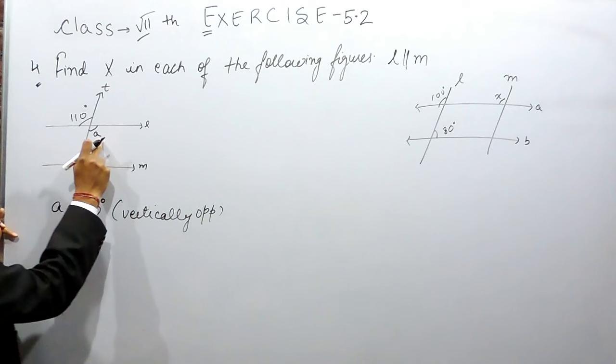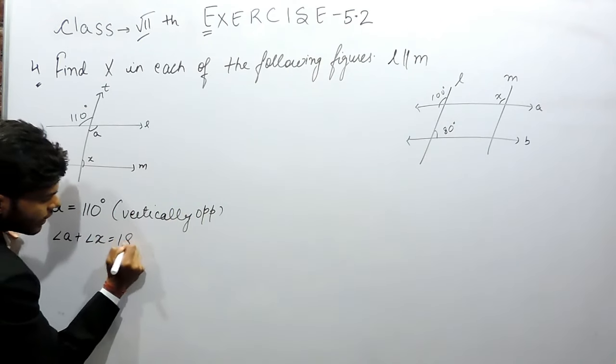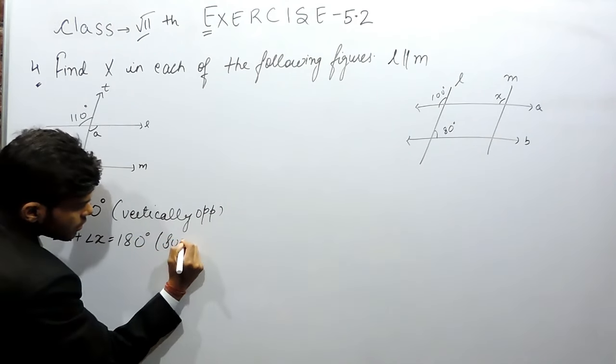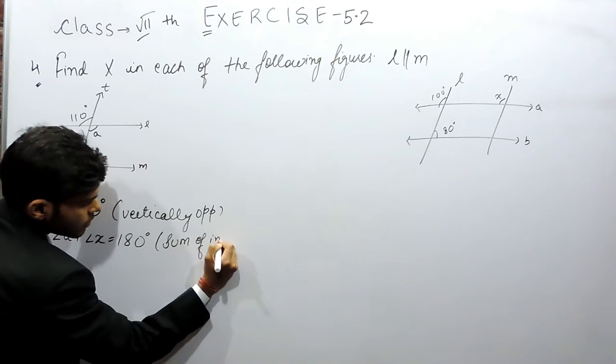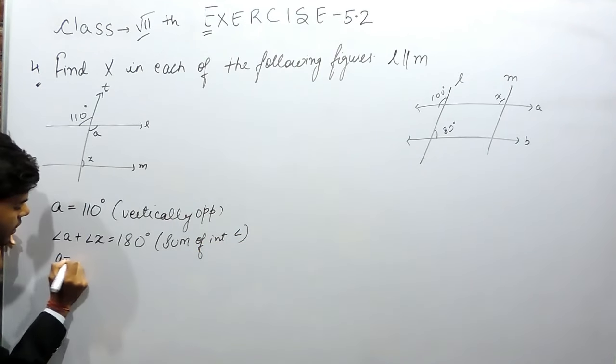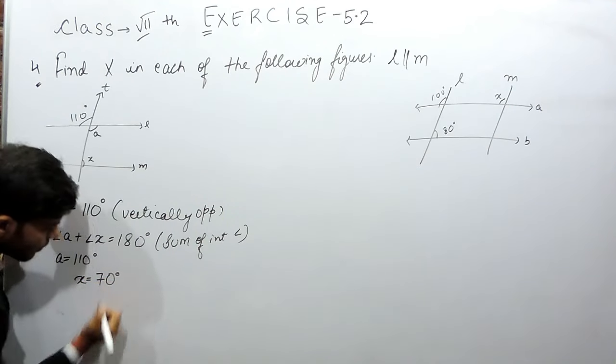Now angle A plus angle X is equals to 180 degrees because sum of interior angles. So we know that A is equals to 110 degrees. So X will be equals to 70 degrees.